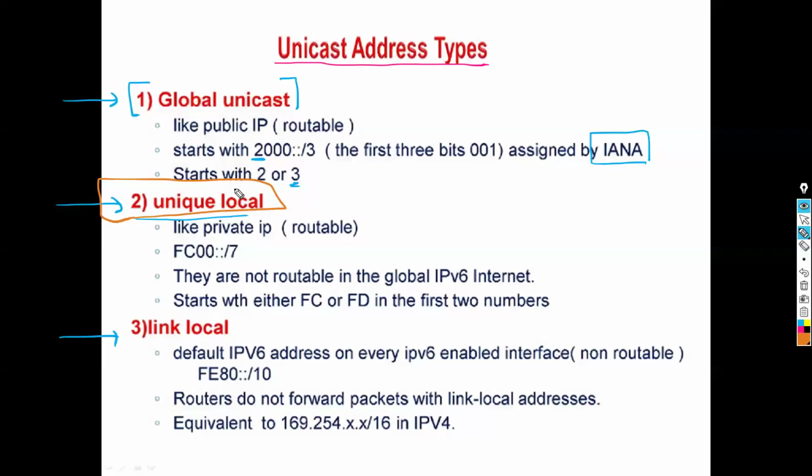And how can you identify this is a unique local IP? Like in IP version 4, an IP starting with 10.0.0.0 is private IP. In class B, 172.16.0.0. In class C, 192.168.0.0. So if the IP starts with 10, 172 or 192, this is a private IP address in IP version 4. In IP version 6, it always starts with FC or FD. So if you get any IP address which starts with either FC or FD, you can say it's a unique local IP, a private IP in IP version 6.